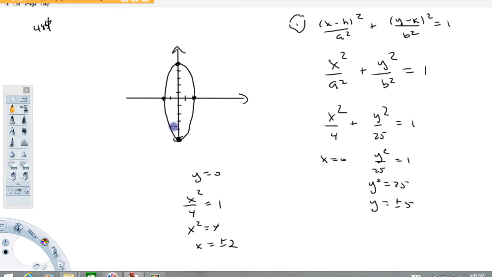Honestly, that's probably enough examples for these. These are pretty simple to graph. The purpose of this video is just to provide examples of how to graph ellipses that are centered at the origin. The equations will take this form. It's really just as simple as: set x to 0, find the 2 y values. Set y to 0, find the 2 x values. That's usually enough to sketch it.